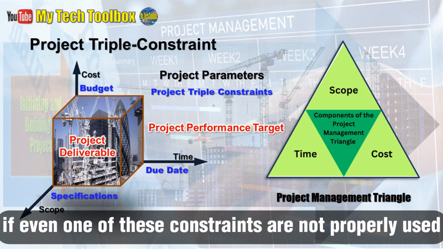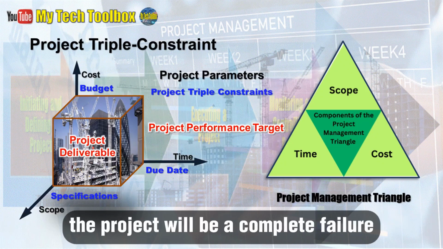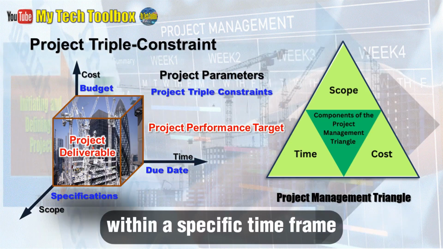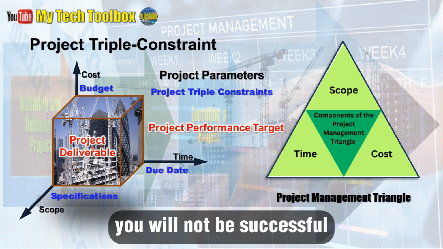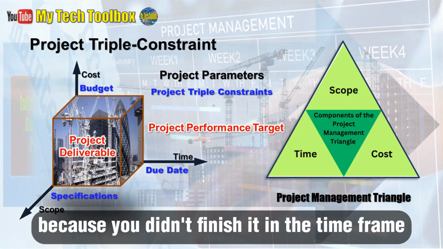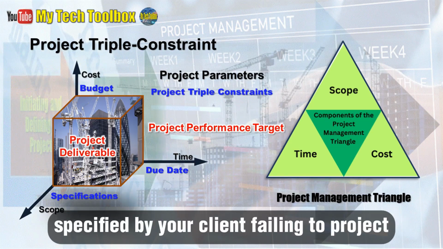If even one of these constraints is not properly used, the project will be a complete failure. For example, if you fail to complete the project within a specific time frame, you will not be successful, even if the project is high in quality, because you didn't finish it in the time frame specified by your client.